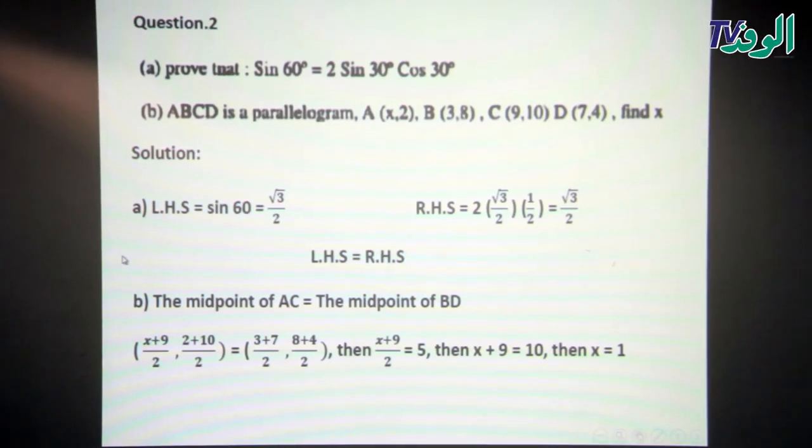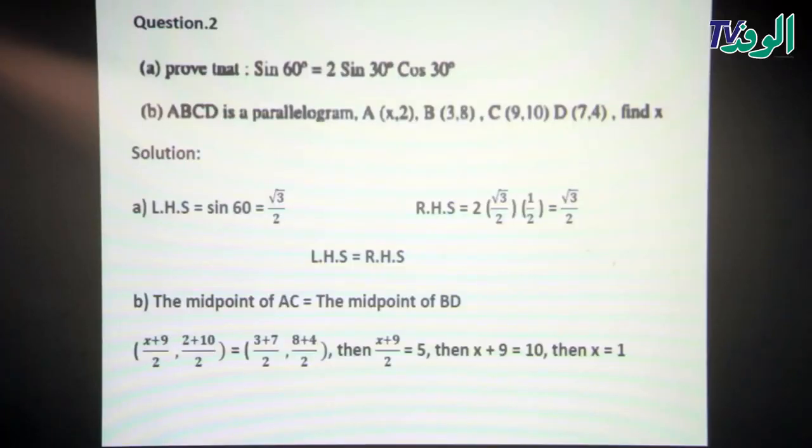Question number 2. Number A, we only prove that sin 60 equals 2 sin 30 cosine 30. حبايبي لما يكون عندنا سؤال زي كده احسن حاجه لتنظيم الحل بتاعنا ان انا ابدا evaluate the left hand side, then evaluate the right hand side, then compare between them.